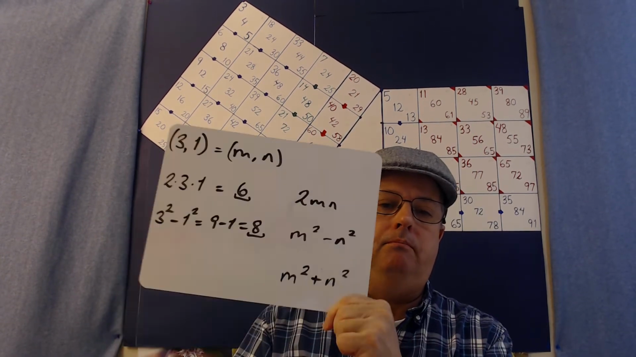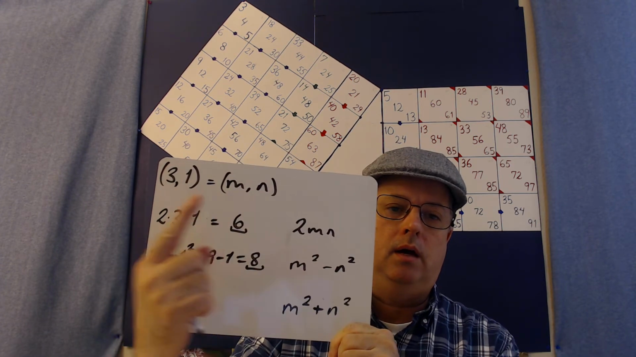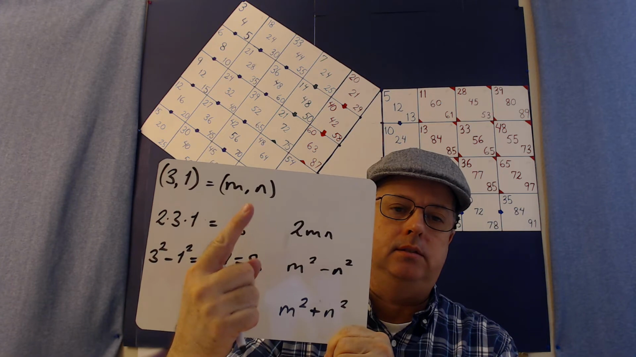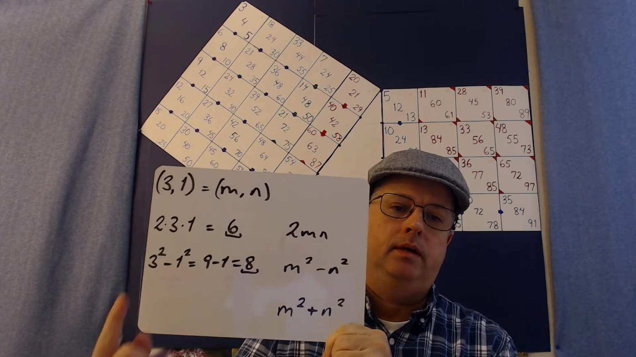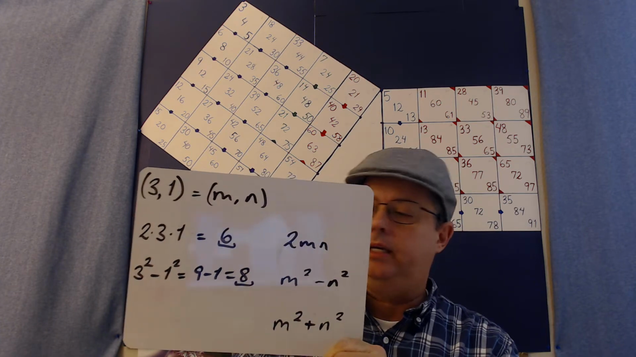And so then if we do m squared plus n squared, using m 3 and 1 as our basis here gives us 8. So now we can see that we're on the way to having 6, 8, 10 as the Pythagorean triple that we're going to generate here. So 3 squared plus 1 squared is 9 plus 1 is 10.